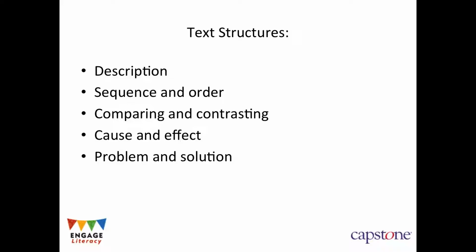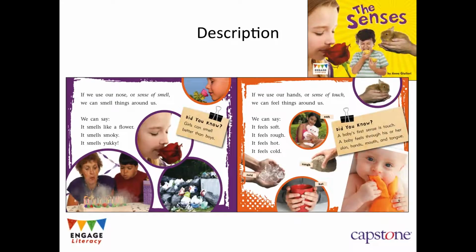Text structure refers to the organization of information within a text. Text structure helps students understand the types of information the text might contain. The text structures are description, sequence and order, comparing and contrasting, cause and effect, and problem and solution. Description. Descriptive details provide information that enhance visualizing. They help the reader to make a picture in their mind.